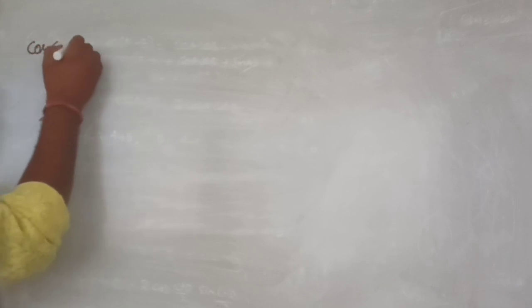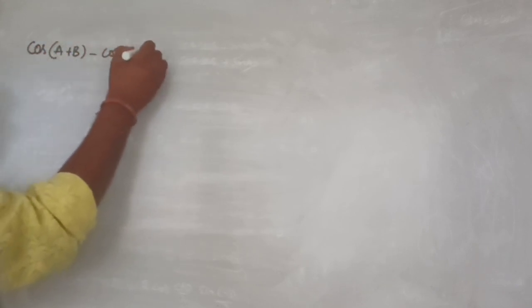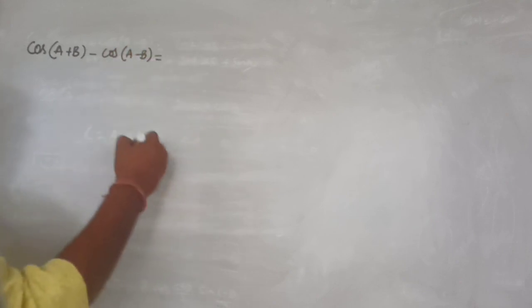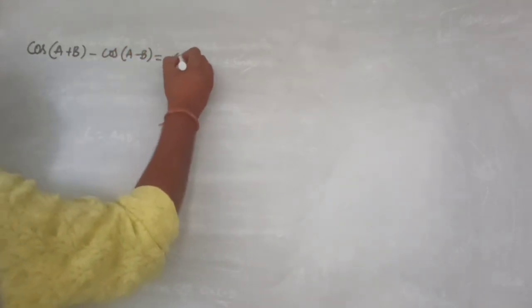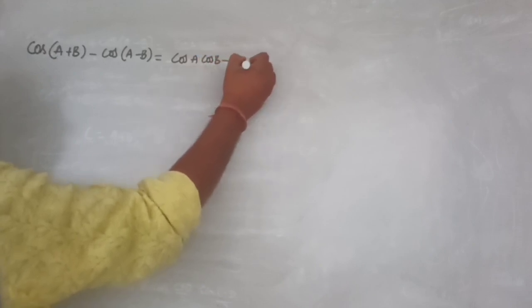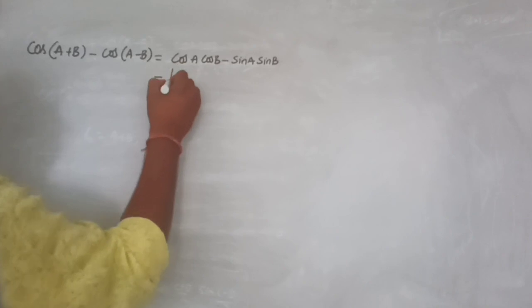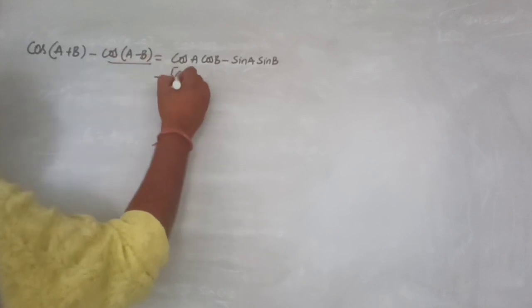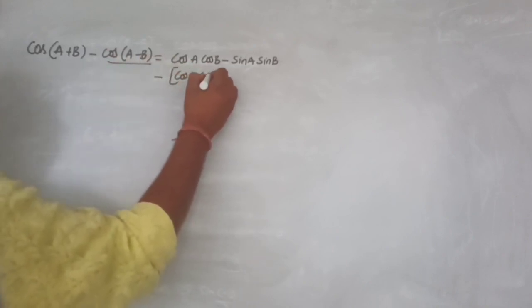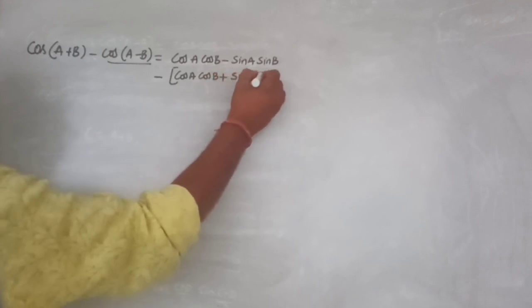Next, cos of a plus b minus cos of a minus b. The cos of a plus b formula is cos a cos b minus sin a sin b, and minus of the cos of a minus b value, which is cos a cos b plus sin a sin b.